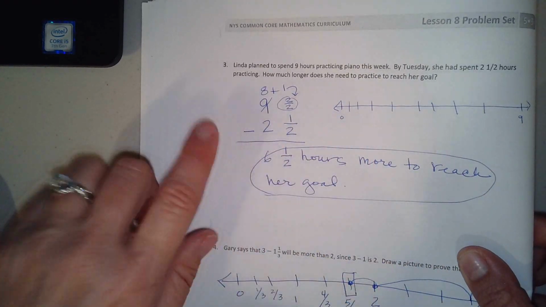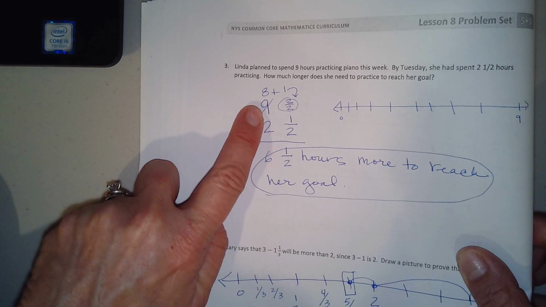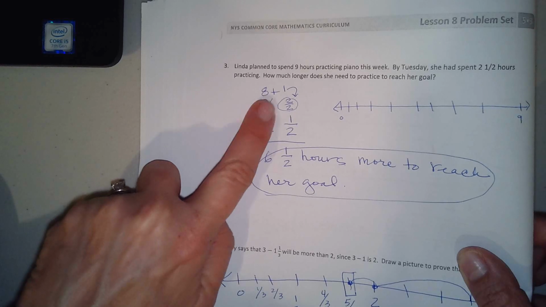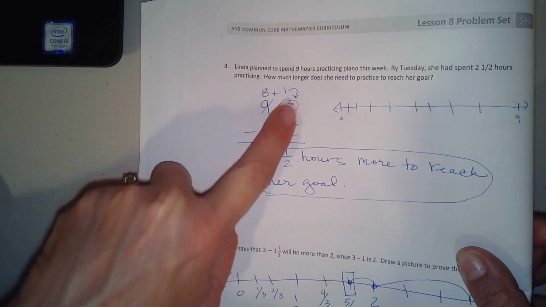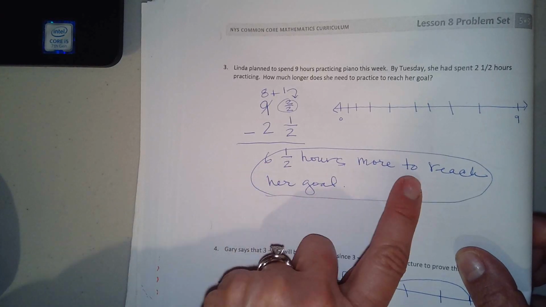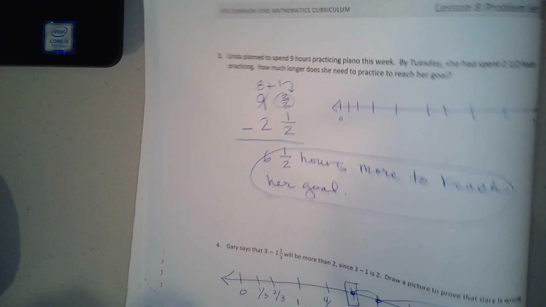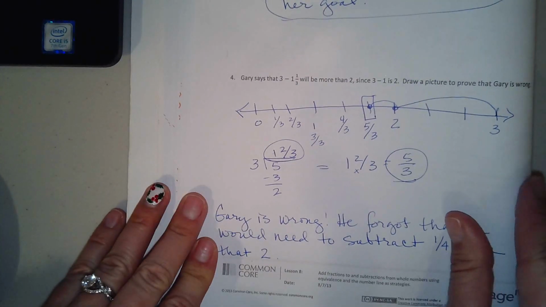Here's my number line if I chose to use it, but I decided just to subtract. So 9 subtract 2.5. I borrow. Here is my 1. I convert. 2/2, subtract 1, 6 1/2 hours more to reach her goal. Notice my answer. It's not just the number.